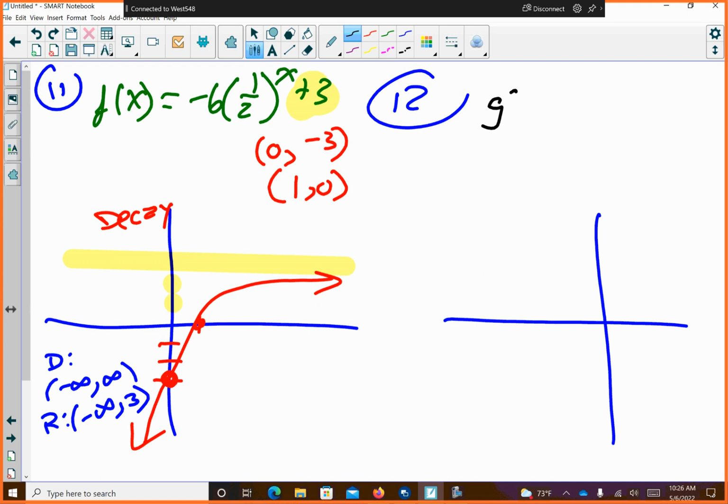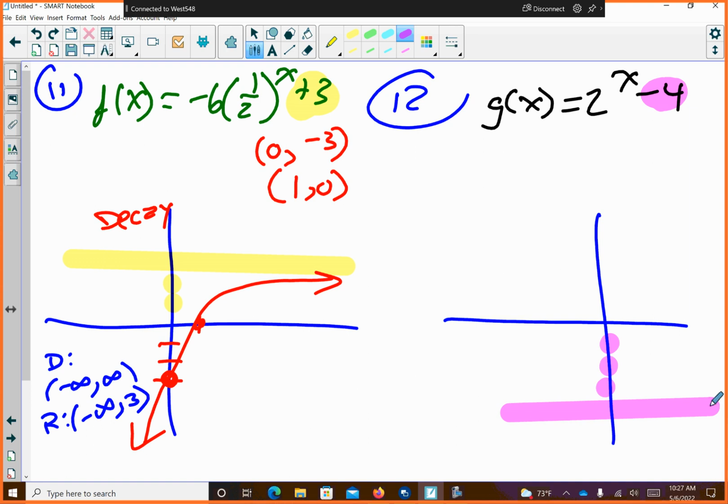Then I have one here. This is g at x is equal to 2 raised to the x minus 4. What is my asymptote on this one going to be? -4. So I'm going to go down 1, 2, 3, 4. There's my asymptote.